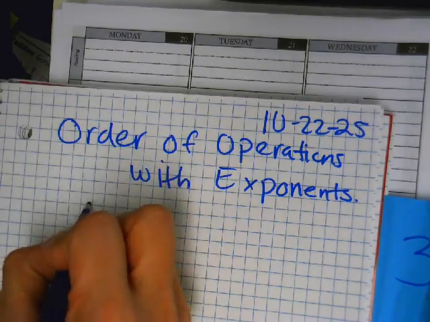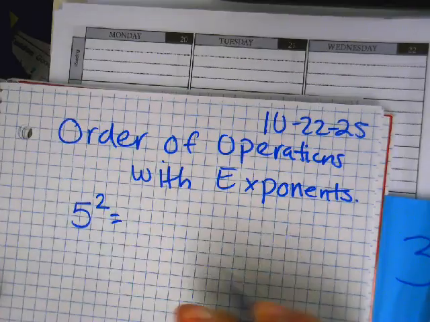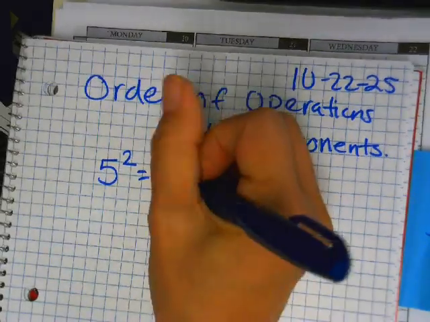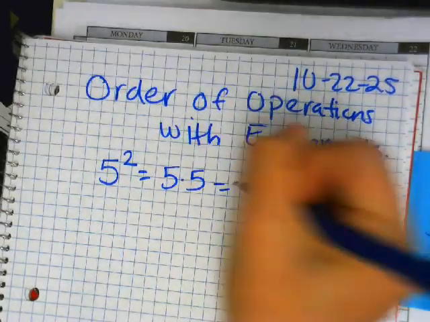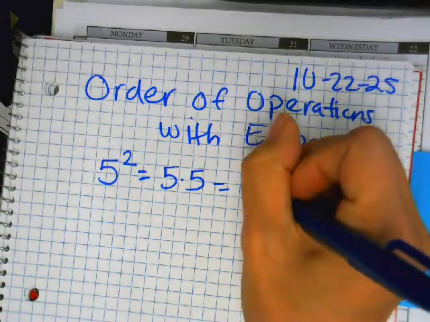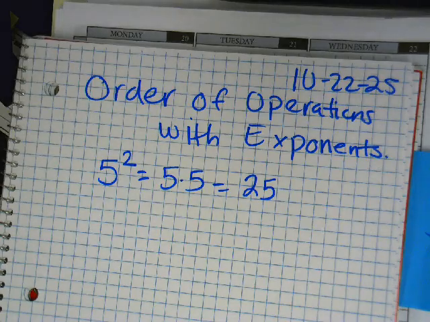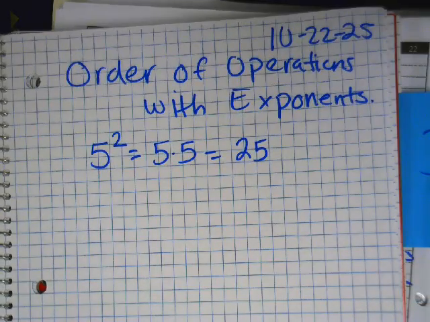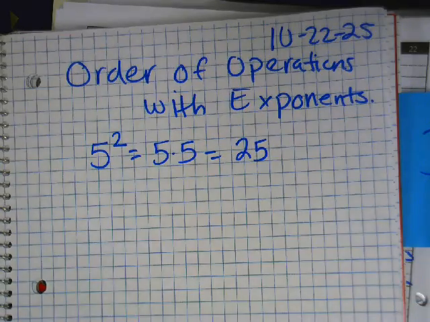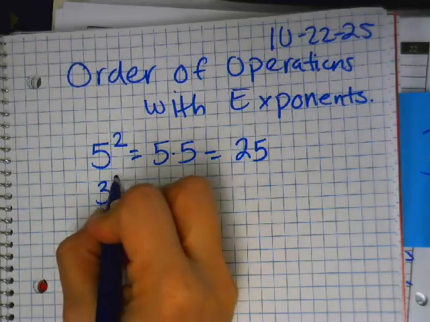What does 5 squared mean? 5 times 5. Very good. And what does 5 times 5 equal? 25. So the 2 tells the 5 to repeat itself 2 times. So that means 5 times 5, not 5 times 2. My answer is not 10. Okay. All right. What's 3 squared?